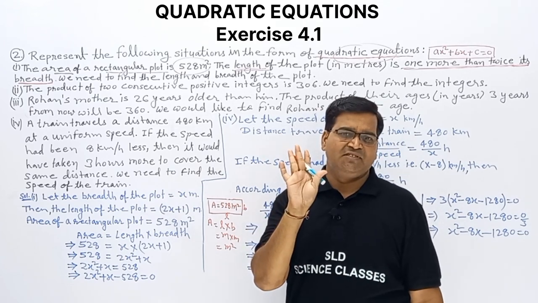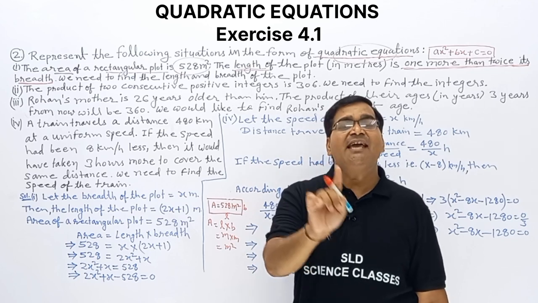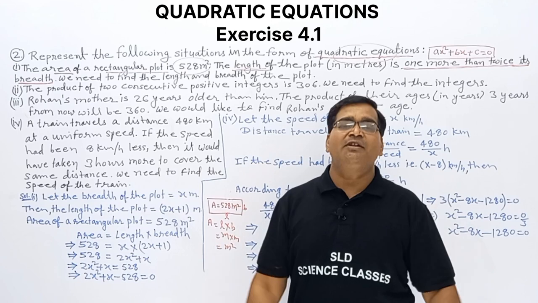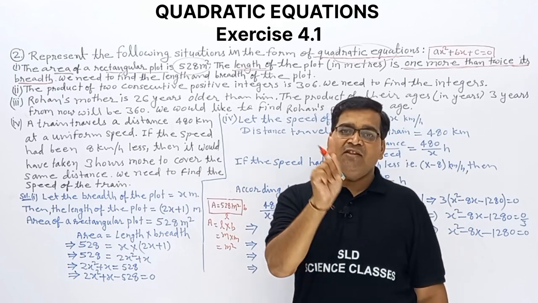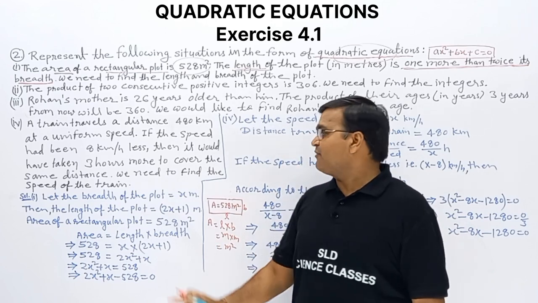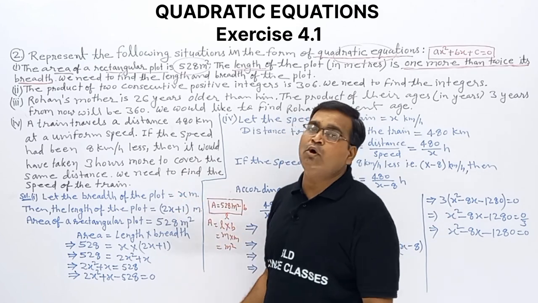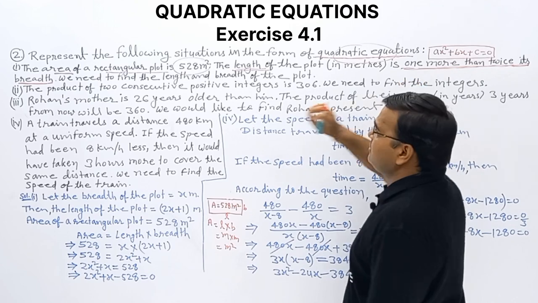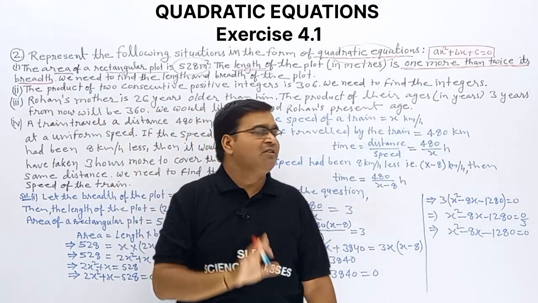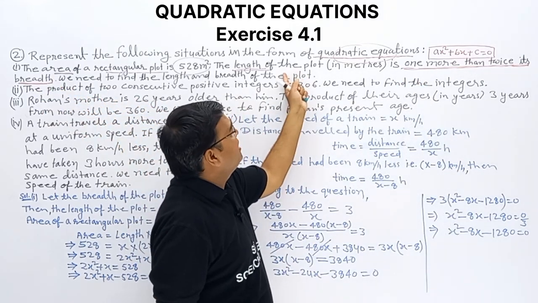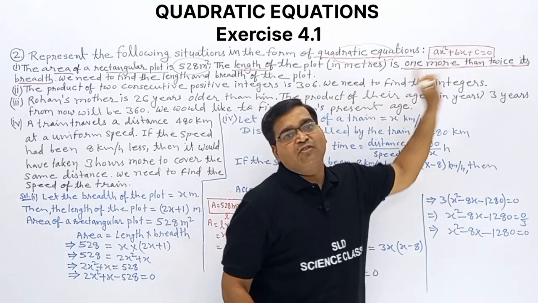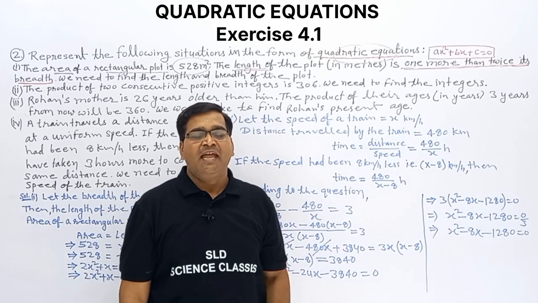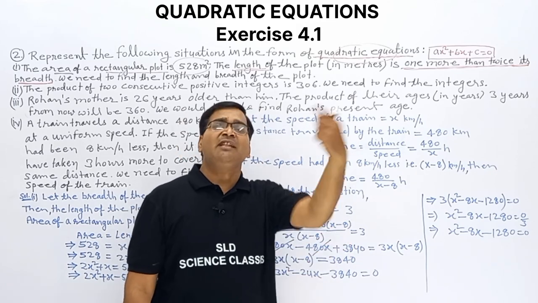First I am assuming the breadth. Why? Because area is length into breadth. The total area is given, but we don't have the length and breadth. So we first assume the breadth, because from the breadth we can find the length. If we know the breadth, then the length will be one more than twice the breadth. We will multiply the breadth by 2 and add 1. That will be the length.